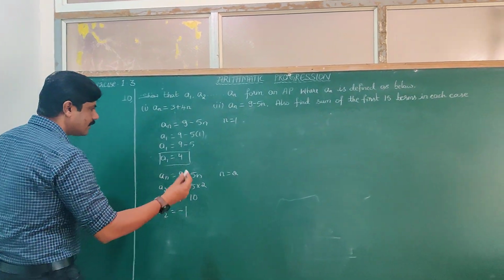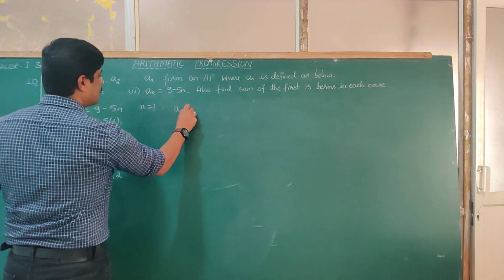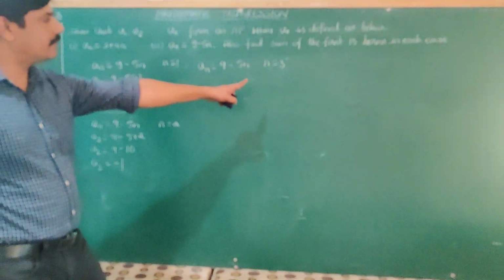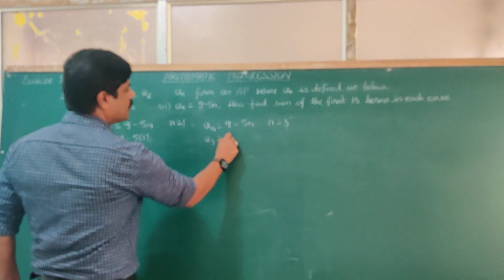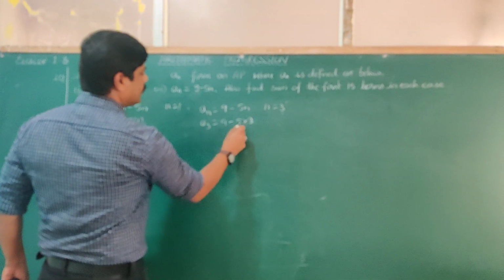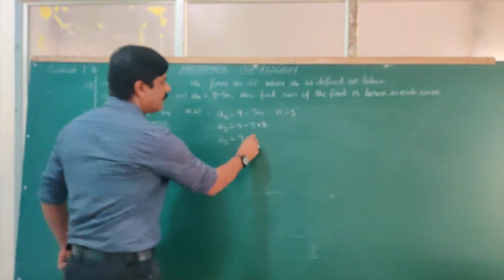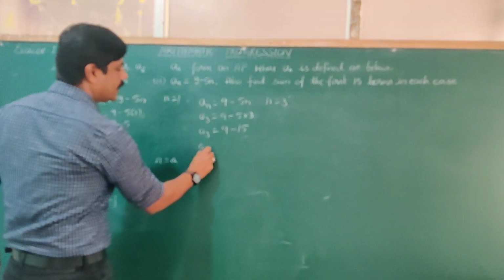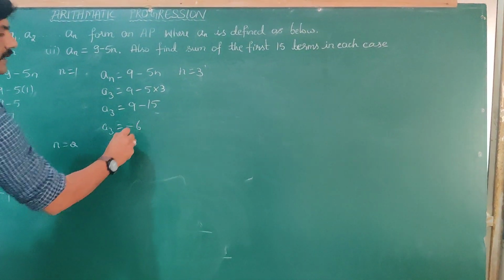Let's see what the third term is. an is equal to 9 minus 5n. Now to find the third term, we say n is equal to 3. So a3 is equal to 9 minus 5 into 3. a3 is equal to 9 minus 15, since 5 threes are 15. So a3 is equal to 9 minus 15, which is minus 6.